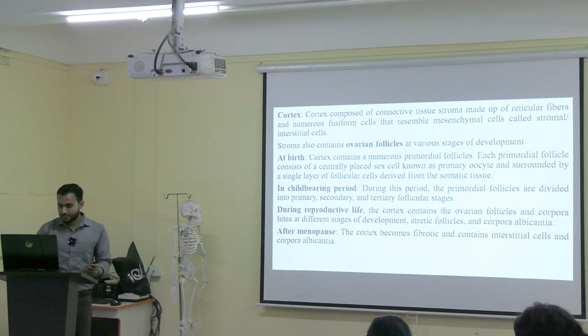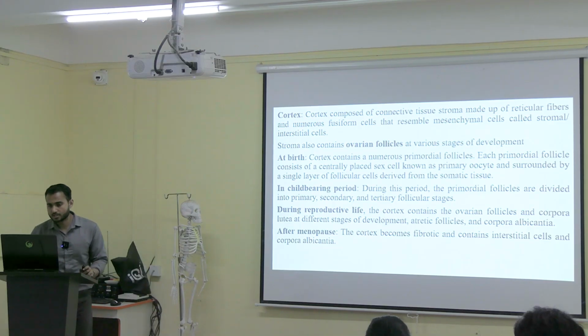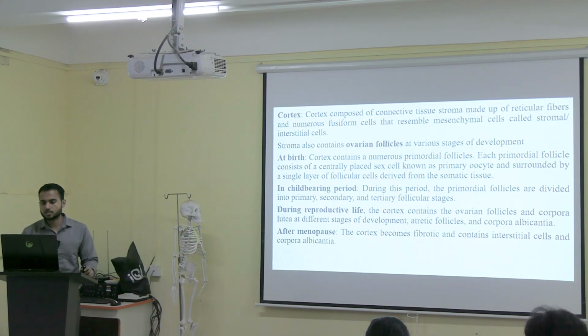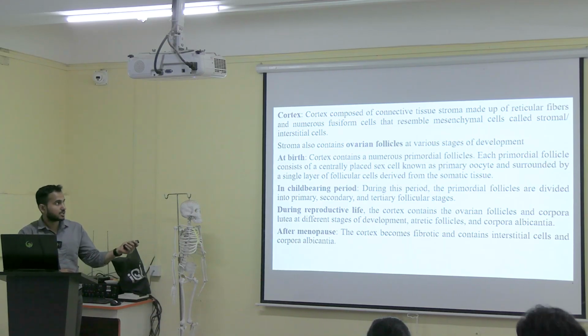Now there are different changes taking place especially in the cortex. The cortex is composed of a connective tissue stroma made up of reticular fibers, and numerous fusiform cells are present which resemble mesenchymal cells, also called stromal or interstitial cells. The stroma of the cortex is mainly made up of ovarian follicles. I hope you have studied about the follicles present in the ovary.